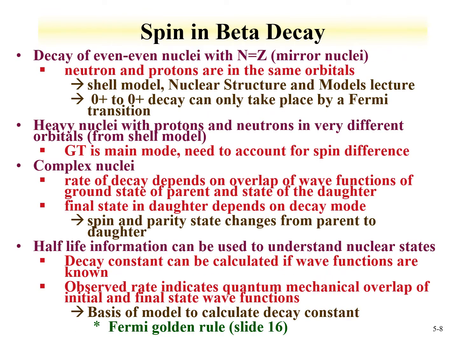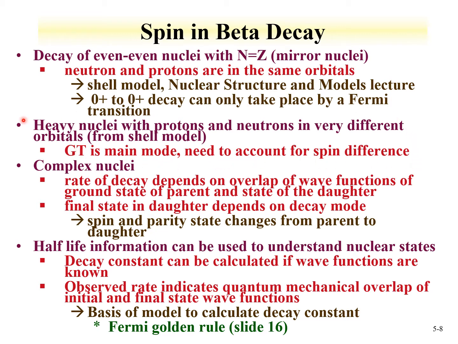Now, for even nuclei, let's say mirror nuclei, where the number of neutrons equals the number of protons, neutrons and protons can be in the same shell. I can get transitions from 0+ to 0+ decay. That can take place by a Fermi transition. For these heavy nucleons, Gamow-Teller is the main mode, as we already discussed in the previous slide, because we need to account for the spin difference.